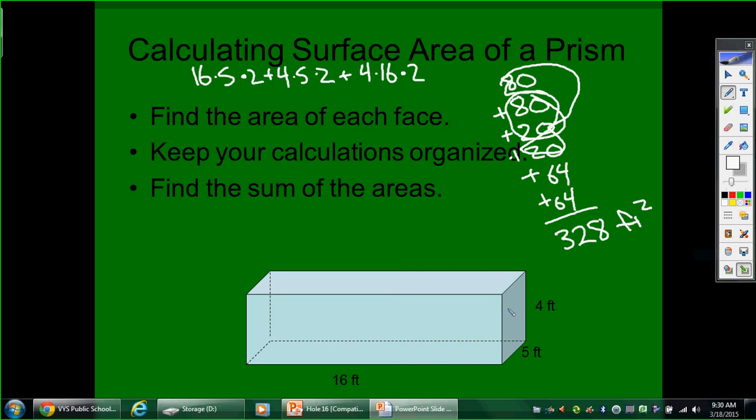So I found the area of each face. I kept my calculations very organized, and then I found the sum of those areas.